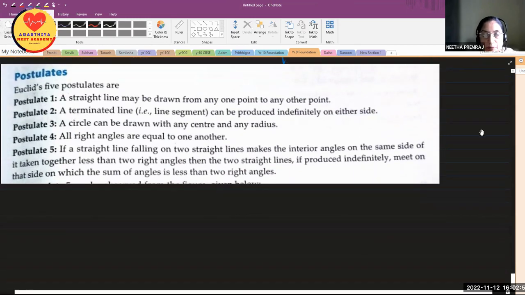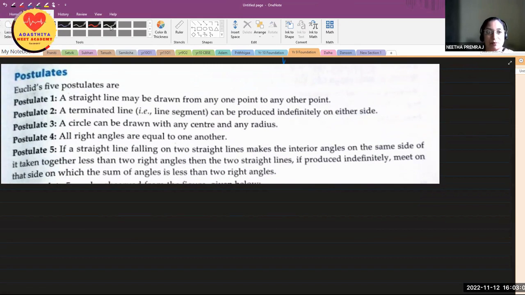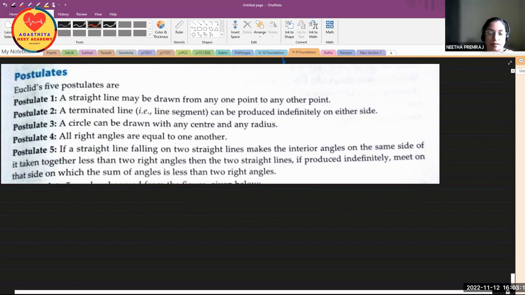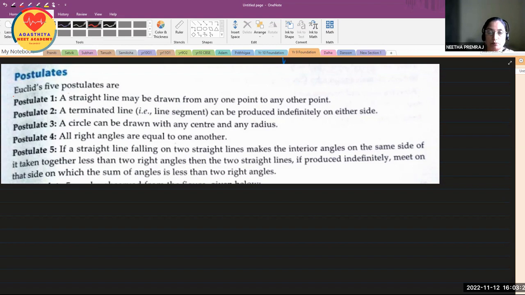Okay. What are postulates? You would have written the definition, right? Tell me. What are postulates? See the definition and tell me. Related to geometry. It's a universal truth, but not proven. It is not proved. So these truths related to geometry are called postulates.